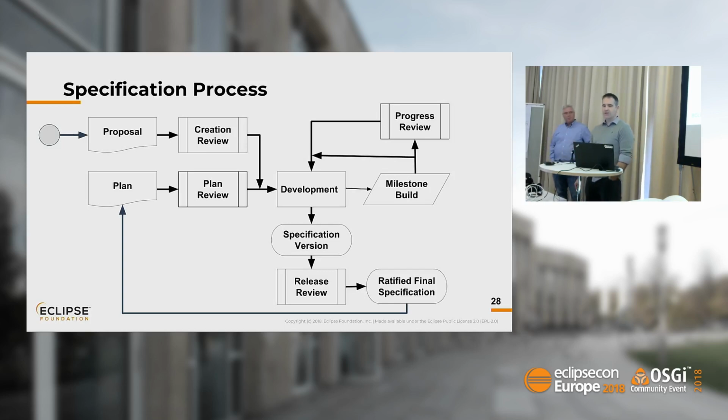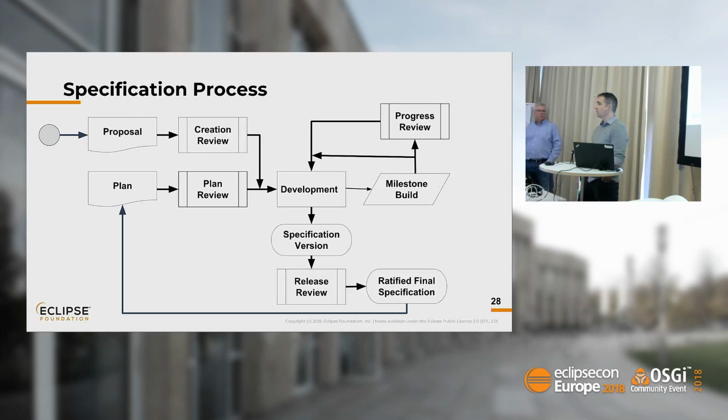So at some point we decide that we're done. We take a specification version. I'd call this, it was a release candidate in the earlier document, to the release review process. That again, the specification committee gets a vote in addition to the PMC. That then results in the specification version becoming what we call a final specification or a ratified specification.